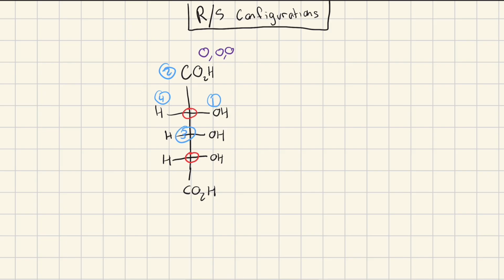Now we're going to ignore 4 here, and we're going to look at the direction that we're going in. So we're starting at 1, and we go 2 and 3. We're going counterclockwise, giving us the S configuration. This is going to be carbon 2 is going to be the S. Let's look at carbon 4.